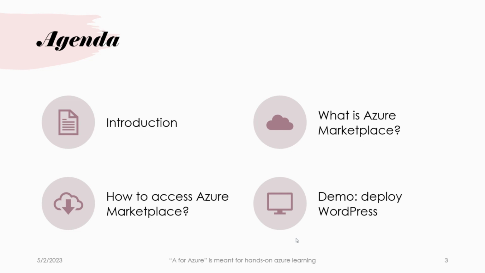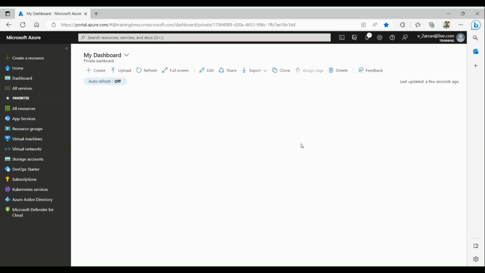Let's go to the Azure portal and see how we can access Azure Marketplace and Azure services only through a lab demonstration. In this demo, we will demonstrate how to deploy an application from Azure Marketplace. For this demo, we will deploy WordPress, which is a popular content management system. We will show you step by step how to deploy WordPress on Azure using Azure Marketplace. So let's log into the Azure portal.